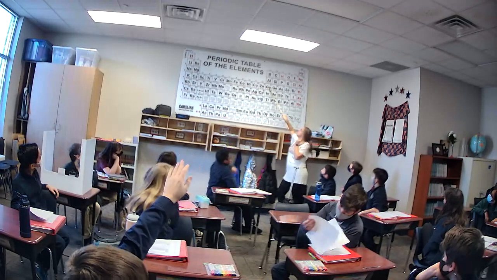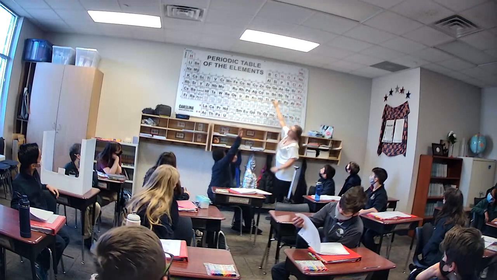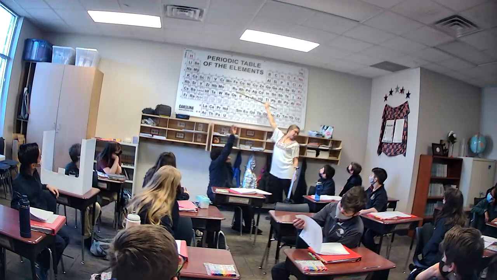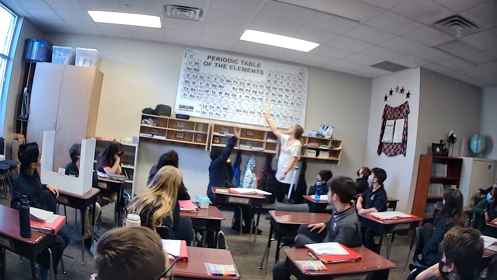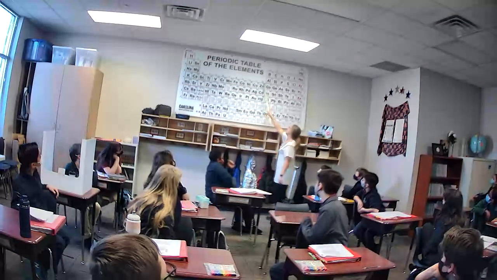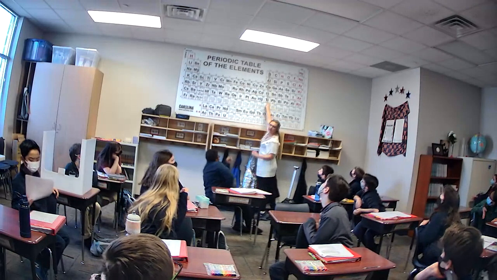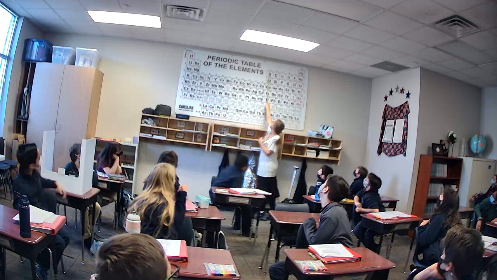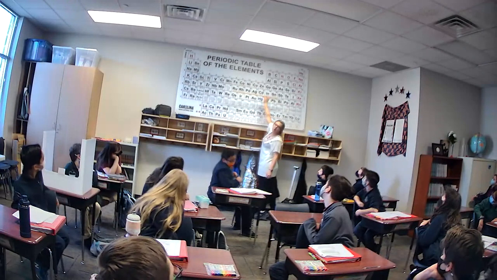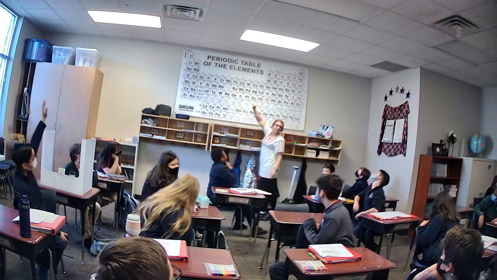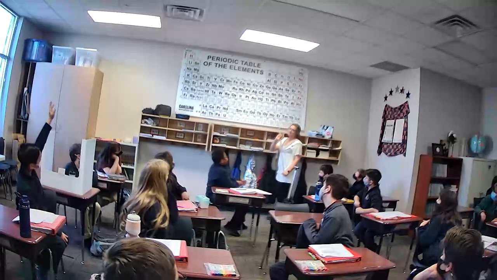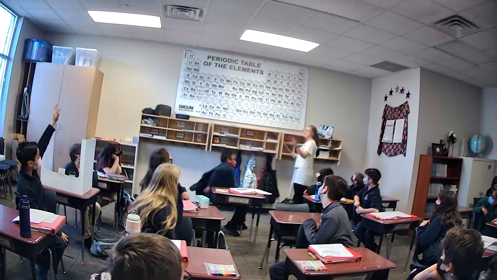Caleb? 4? Gotcha. That's the period number. What's the group number? Try again. 13. Very good. Group number is up and down. Gallium is in group 13, but it's in period 4. Period goes across, left to right.